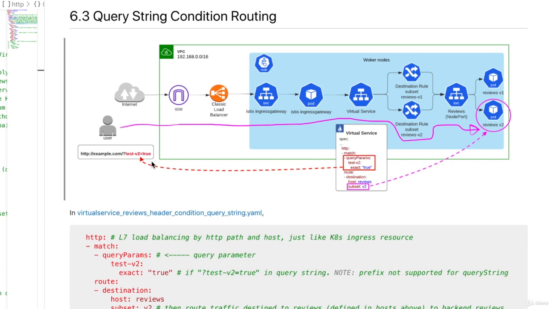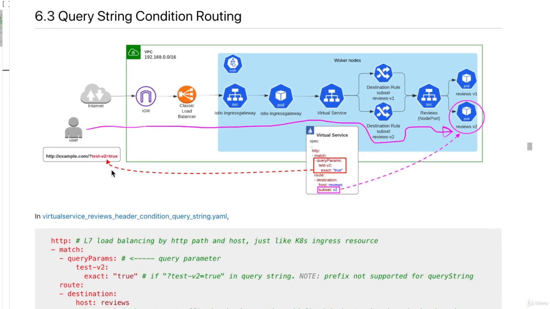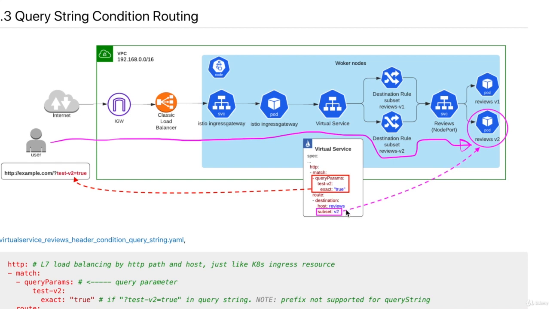So if test-v2 is equal to true in this virtual service, we want the request to be routed to reviews v2, which is this one. This pink arrow represents traffic flow from a user to the backend pod reviews v2 based on a virtual service configuration like this one. All right. In this case, we're going to use another match condition, but the key of the map is going to be queryParams. The key name is going to be test-v2, and the value will be true.